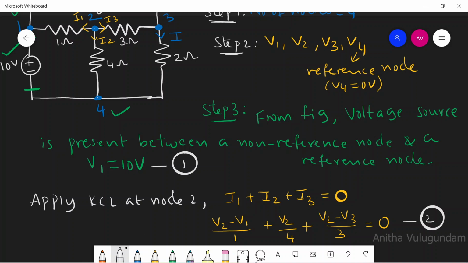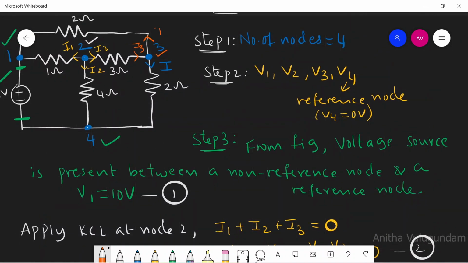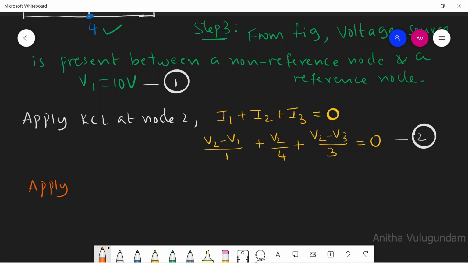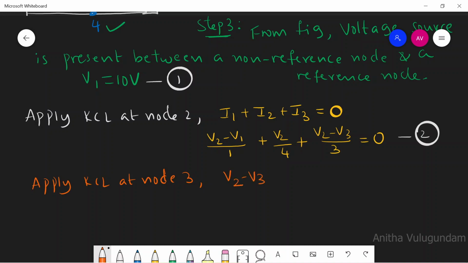We need one more equation to solve for V1, V2, V3. So I'll apply KCL at node 3. As the current is entering here, let it be the same I3. I'll take this branch current as I4 and this branch current as I5. I5 is nothing but I. Applying KCL at node 3, from the figure, (V2 minus V3) by 3, current entering, equals the sum of currents leaving, (V3 minus V1) by 2. Let this be equation 3.